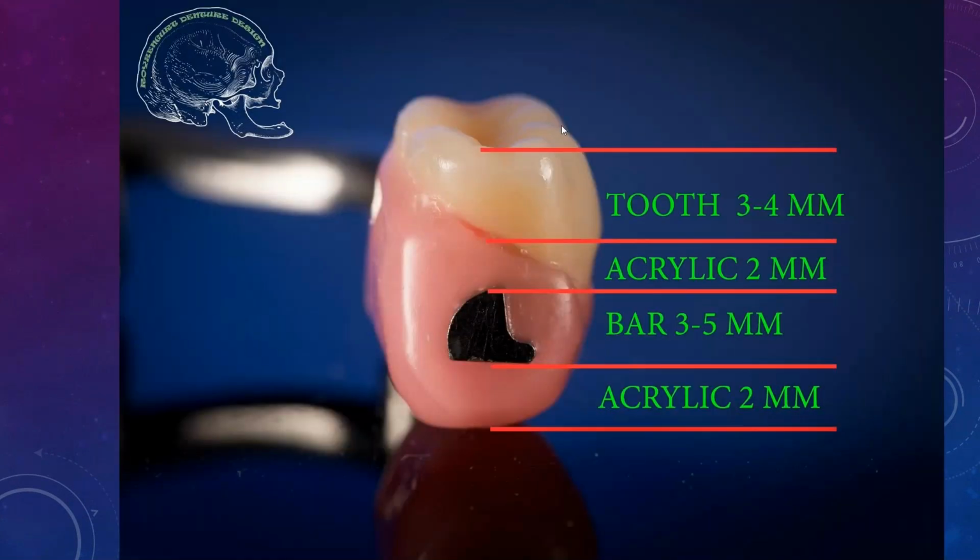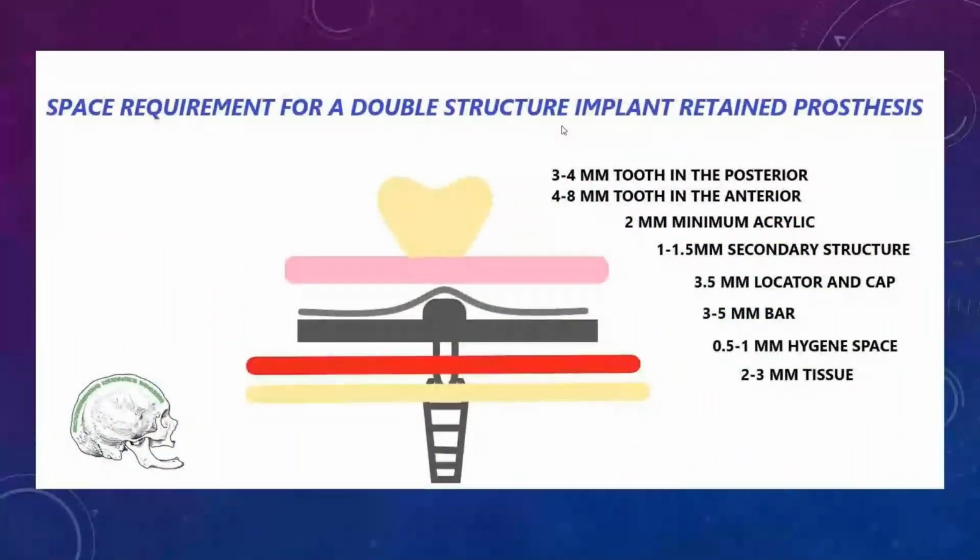On the posterior, we're looking at the same thing, except the height of the tooth could be a lot smaller, right? We could be at 3 to 4 millimeters if we need to be. But the bar height and everything else remains the same, guys. Now, if you're not doing a hybrid, if you want to do some other type of restoration, either just a basic locator case, or a bar with locators or some other kind of attachments, each component has a certain amount of room that's required in order for you to stack everything up.